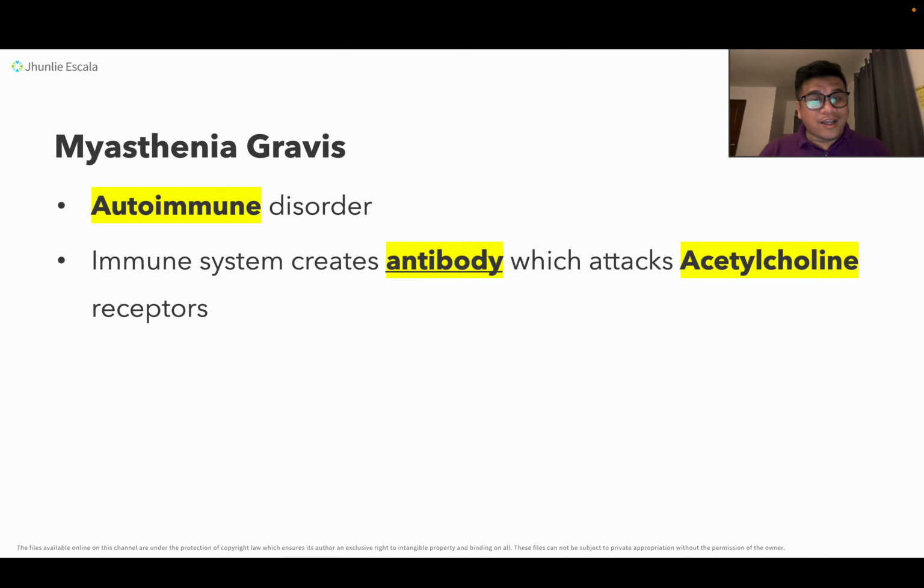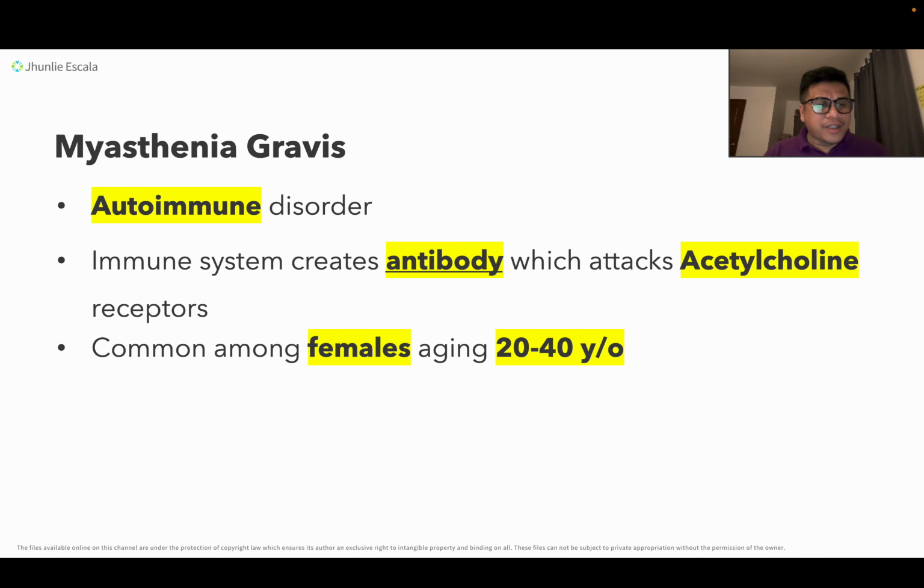Pero dahil dito nagkakaroon ng problema. Dito what happens is that gumagawa ng antibody ang immune system natin at ina-attack yung acetylcholine receptors natin sa ating katawan. So basically magkakaroon ng disruption of the normal functioning of the neuromuscular system. Now, another concept that we need to remember is that this is more common among females aging 20 to 40 years old.